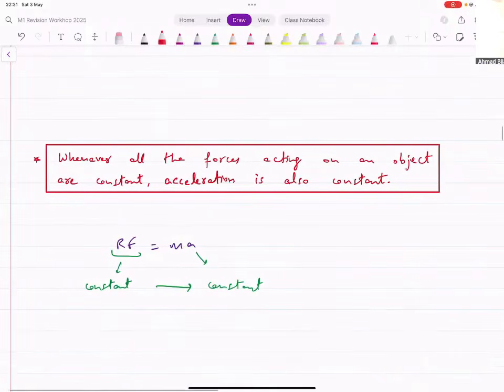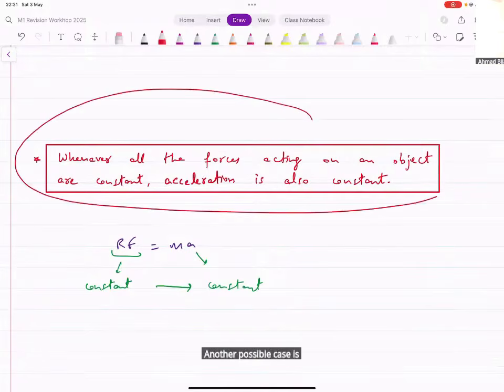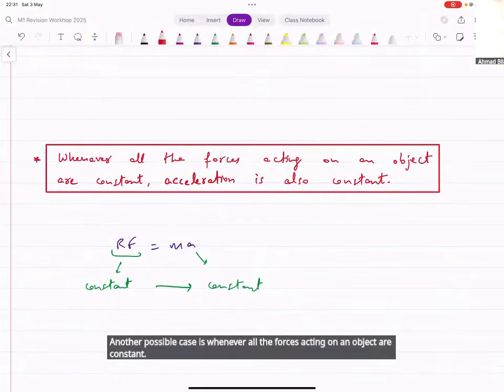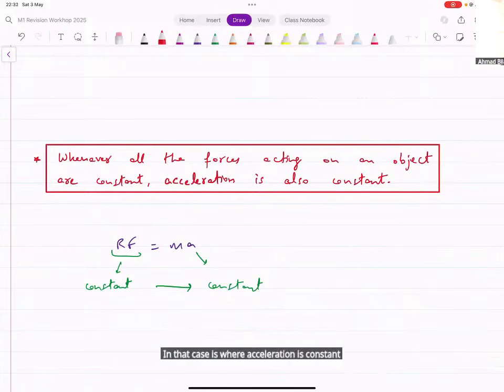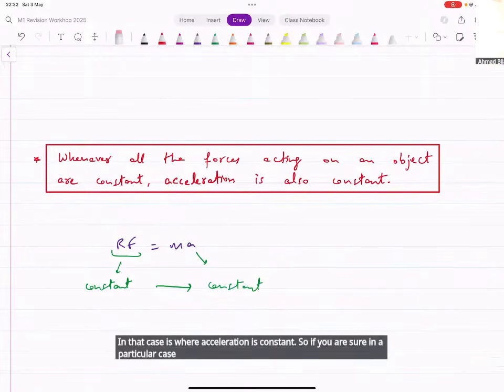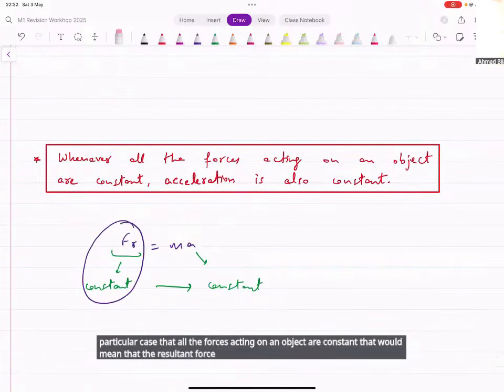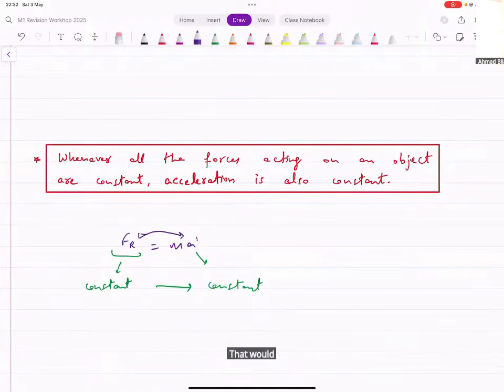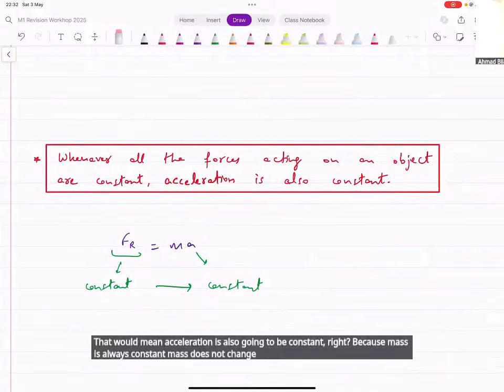Another possible case is whenever all the forces acting on an object are constant, in that case acceleration is constant. So if you're sure in a particular case that all the forces acting on an object are constant, that would mean that the resultant force is constant. If the resultant force is constant, that would mean acceleration is also going to be constant, right? Because mass is always constant, mass does not change.